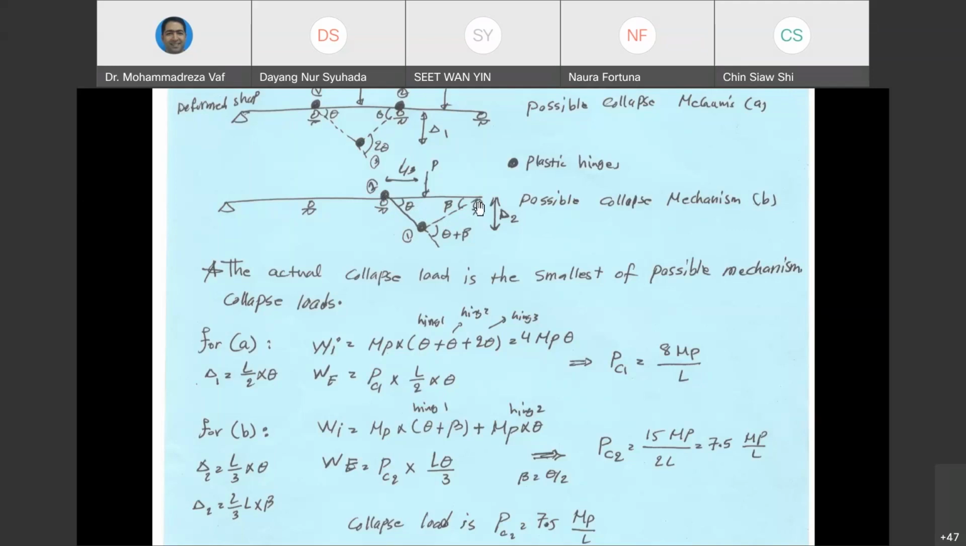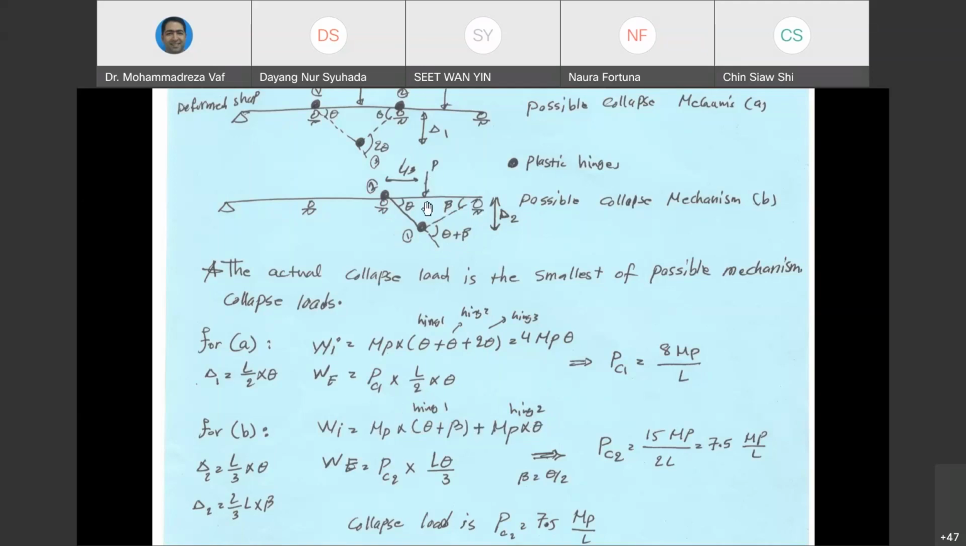Regardless of whether it is a pin or roller, we don't have any internal work done by this support because the bending moment here is 0. So 0 multiplied by theta is 0, and 0 multiplied by beta is 0. Therefore, the internal work done is MP multiplied by theta and MP multiplied by theta plus beta. So this is what you see here. We don't have any MP multiplied by beta because here the bending moment is 0. It's not reaching MP.